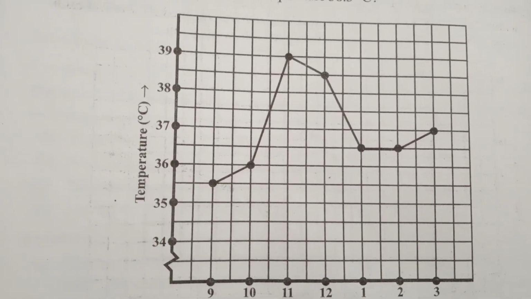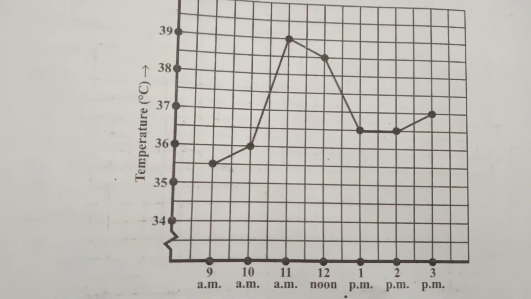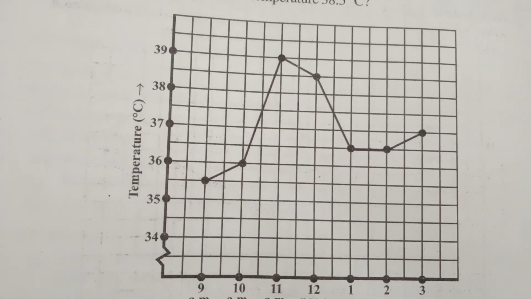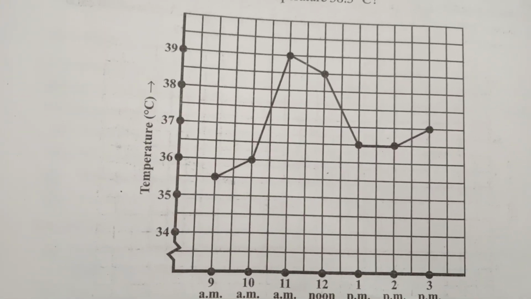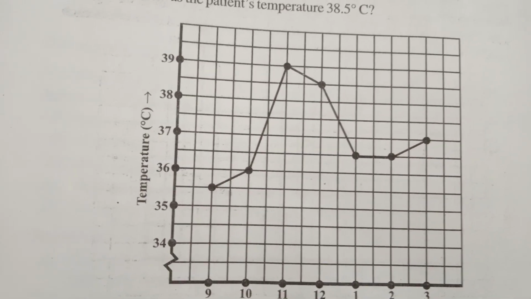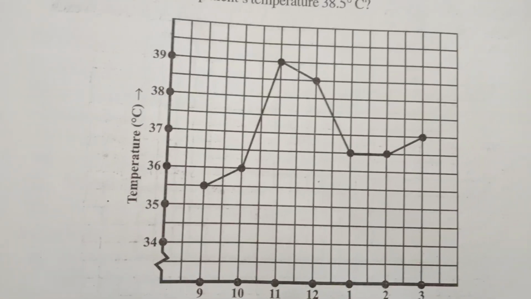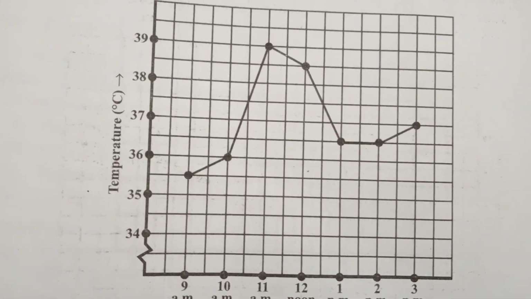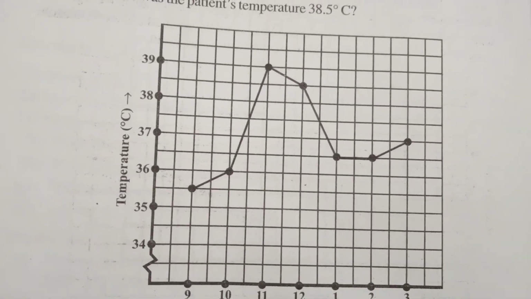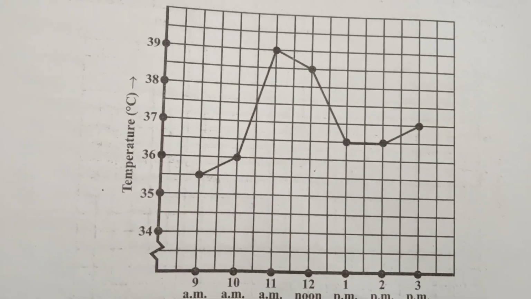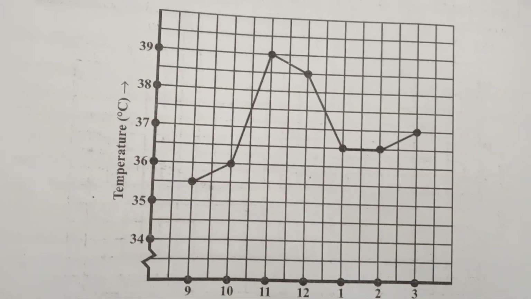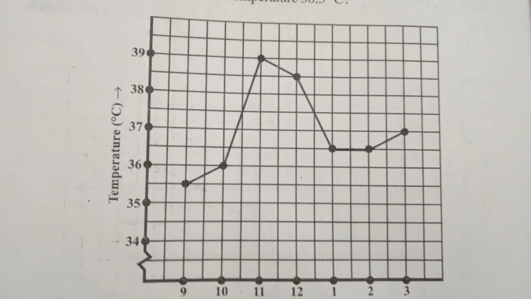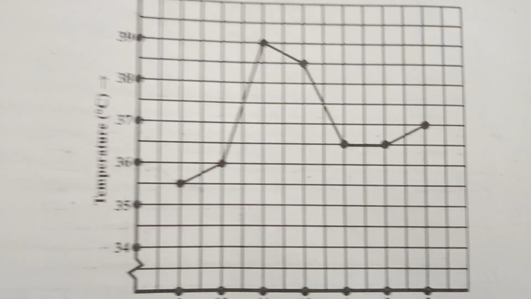What was the temperature at 1:30 p.m.? At 1:30 p.m. the temperature was the same as between 1 p.m. and 2 p.m. That is 36.5 degrees Celsius. And during which period did the patient's temperature show an upward trend? The interval from 10 a.m. to 11 a.m. only, the temperature was very high, it increased sharply. You can see it clearly in the data.